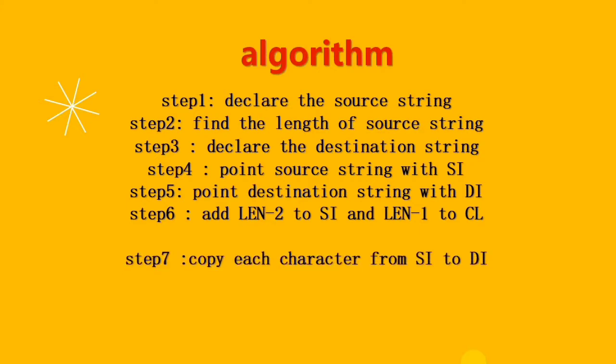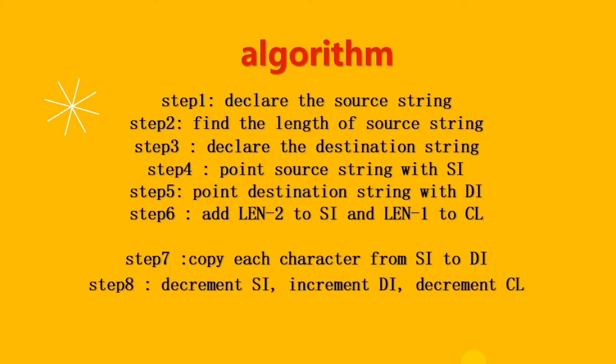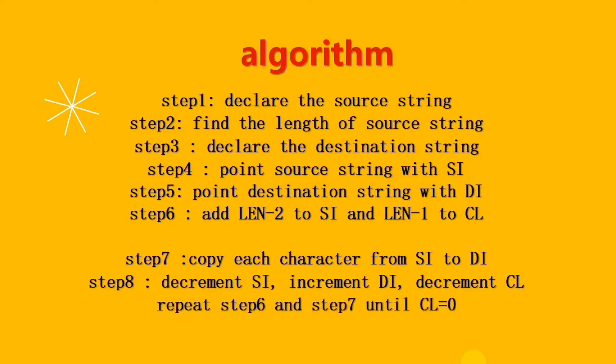The next step is copy each character from SI to DI. Then you need to bring the SI in the backward direction because you need to copy the characters in reverse order. So decrement SI, then you need to increment the DI, then for every pass you need to decrement the count, so decrement CL. So repeat steps 6 and 7 until the count becomes 0, or CL becomes 0.